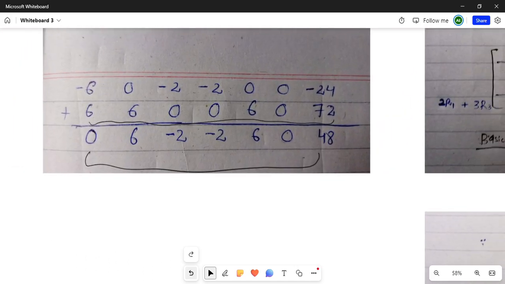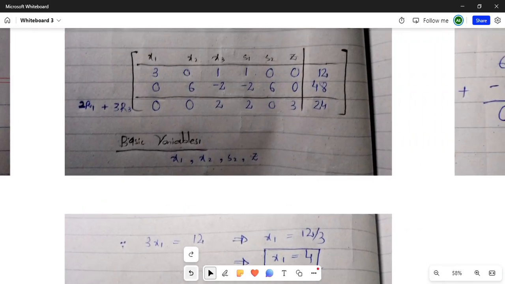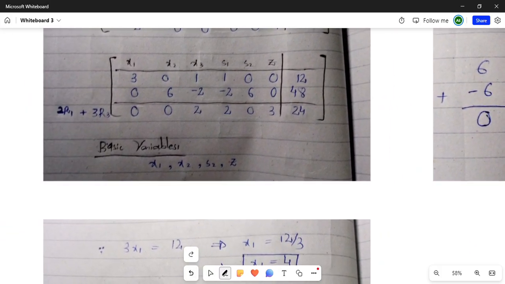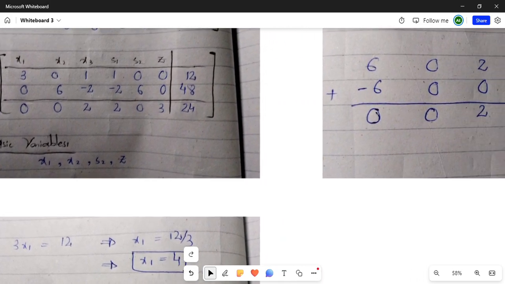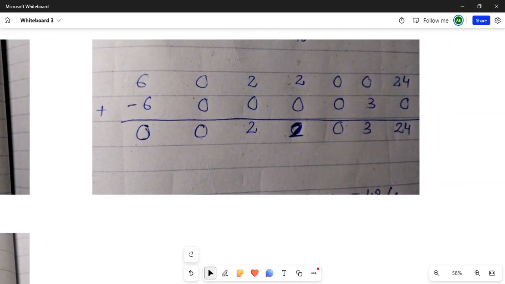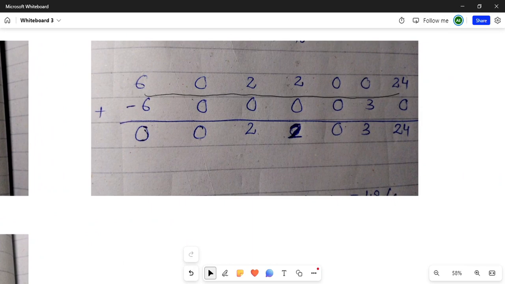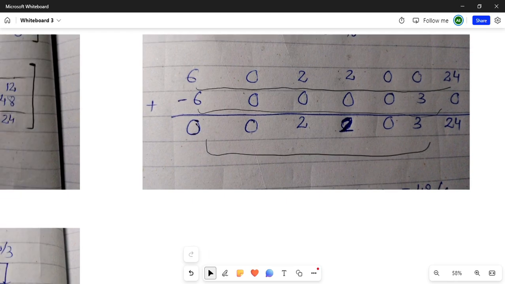Now let's move towards the second operation. The second operation will be 2r1 plus thrice r3. So we have multiplied row 1 by 2. The result will be this, and row 3 by 3. Then the result will be this. By adding these results, we will get this result.